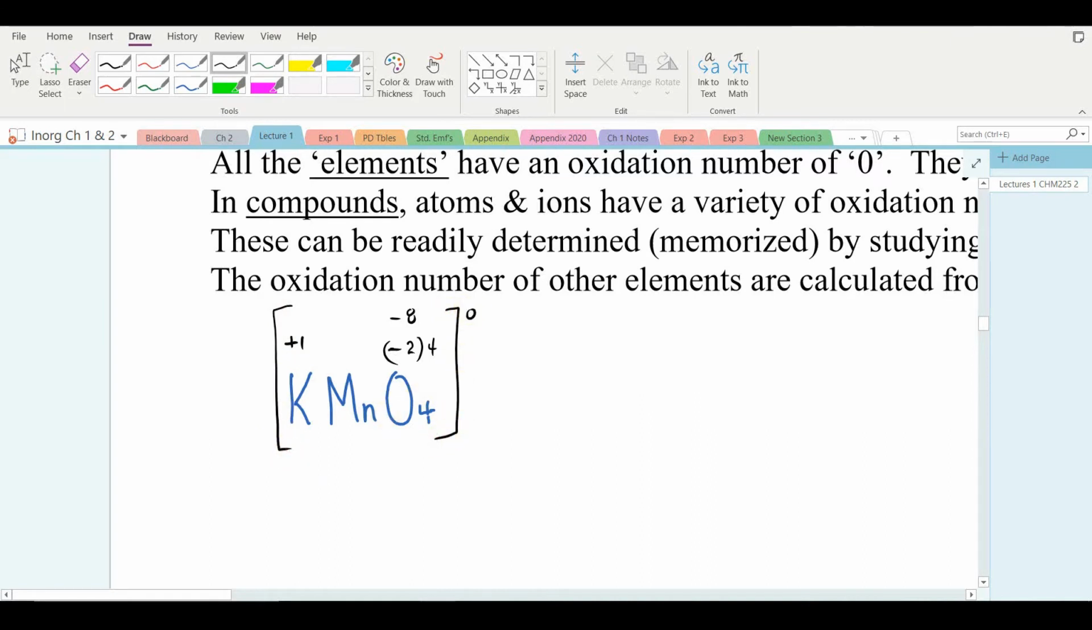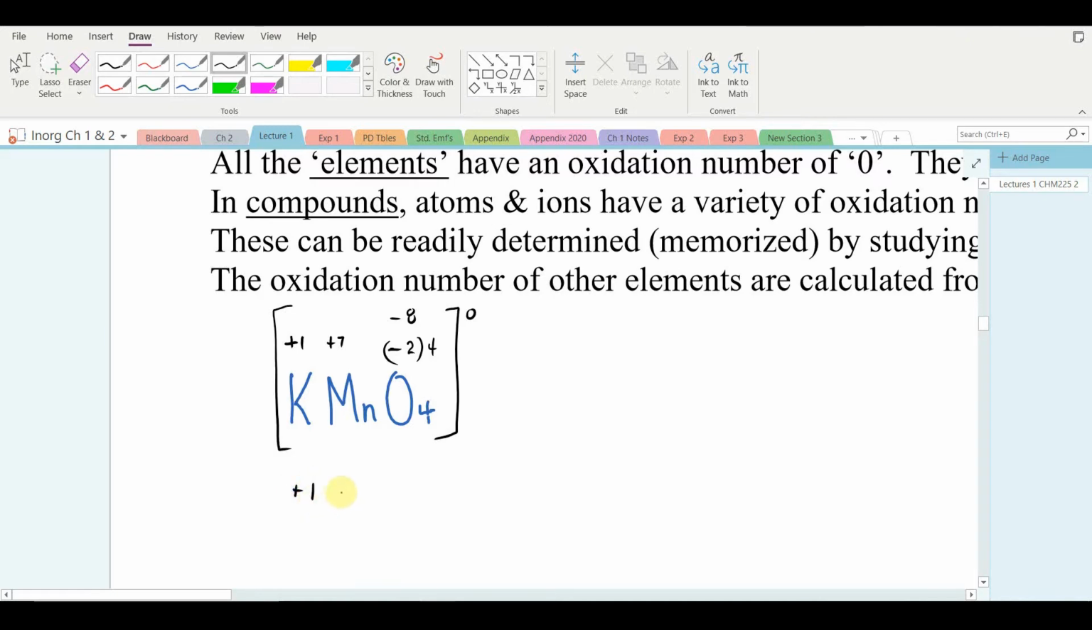Potassium is +1. The total charge on this compound, unless otherwise shown, is 0. As a chemist or chemical technologist, you have to learn to see the invisible zeros. Only us chemists see them. Other people are jealous. There's an invisible 0 over everything that doesn't have a charge. The total charge is 0, therefore manganese must be +7.